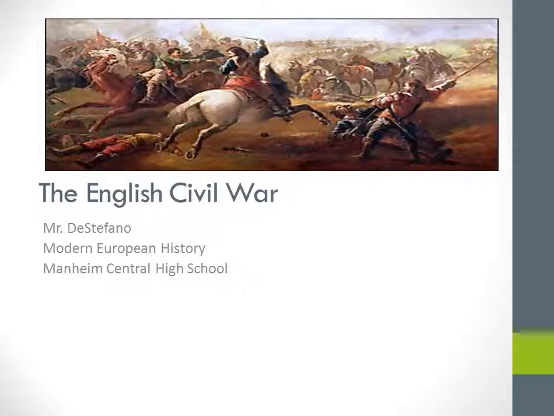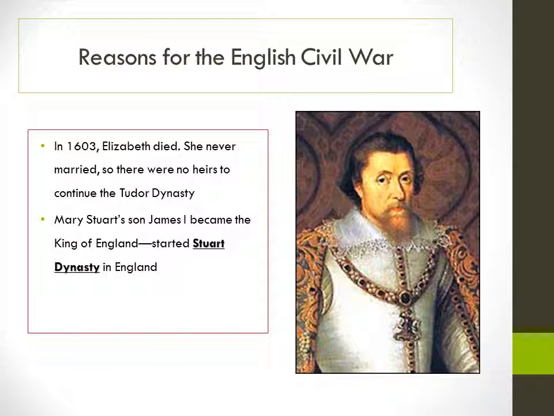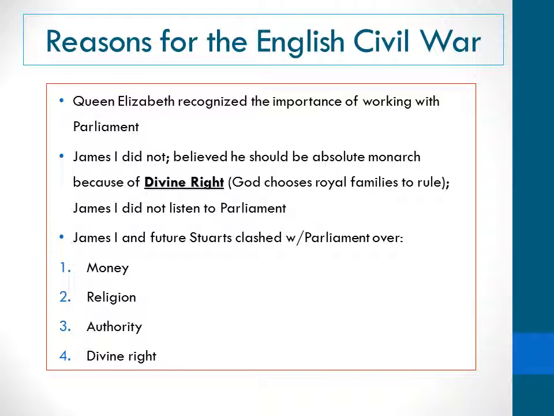Okay. And then, eventually, come the Stuarts. 1603, Elizabeth, the last Tudor ruler, died. She never married, so there was nobody to take over in the Tudor family, so over comes her cousin, James I from Scotland, and his dynasty. Now, it wasn't under James that the English Civil War began, but indirectly he did kind of start it.